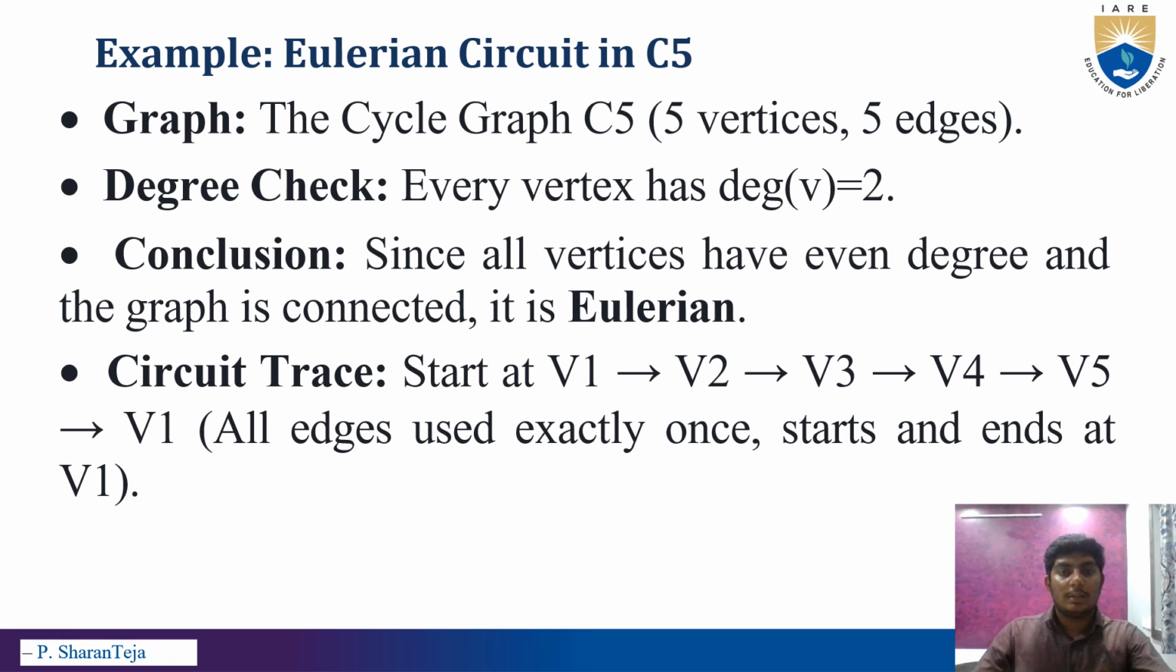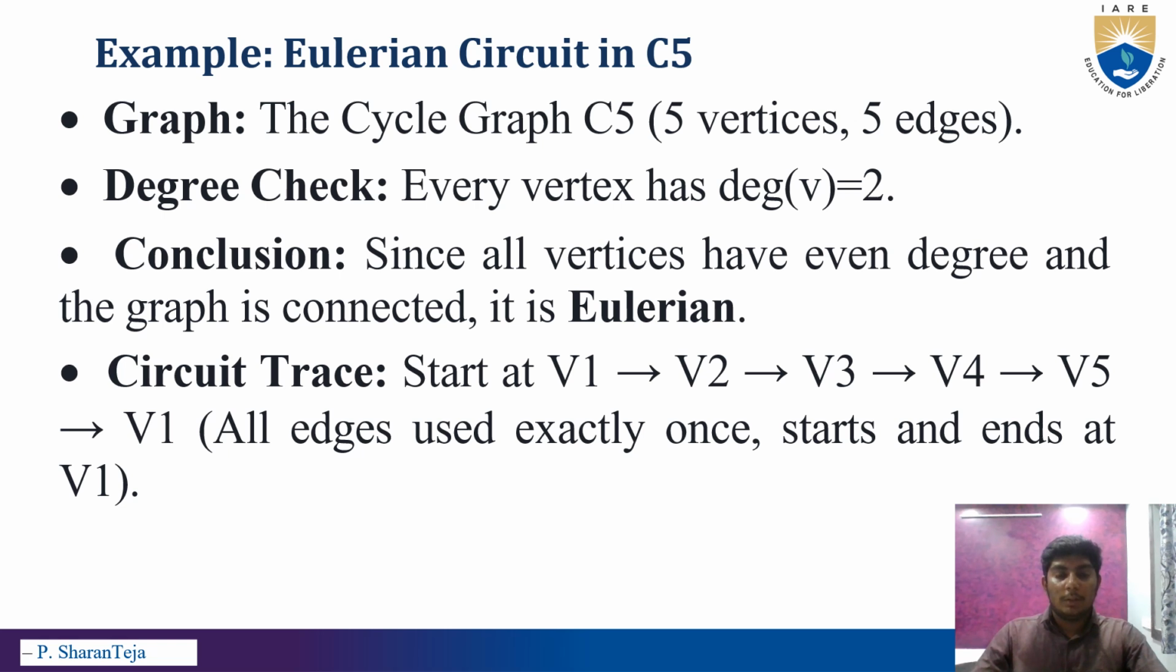Example: Eulerian circuit in C5. It looks like an example. Each vertex has a degree of 2, which is even. Since it is connected and all degrees are even, C5 is an Eulerian graph.